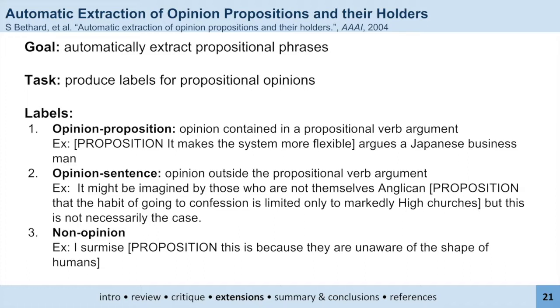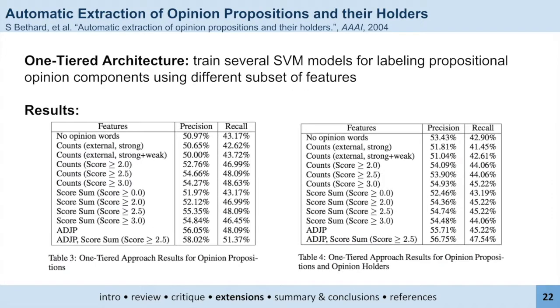The label opinion proposition means that the opinion is contained in a propositional verb argument. Opinion sentence indicates that the opinion is outside of such argument. Non-opinion labels show that the sentence does not explain how the speaker feels about the topic. The paper presented two approaches for identifying opinion propositions.